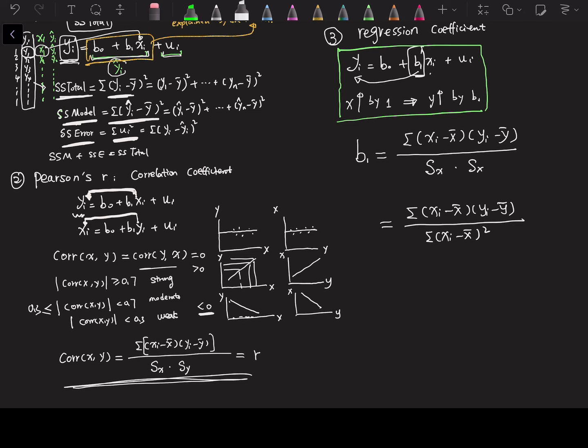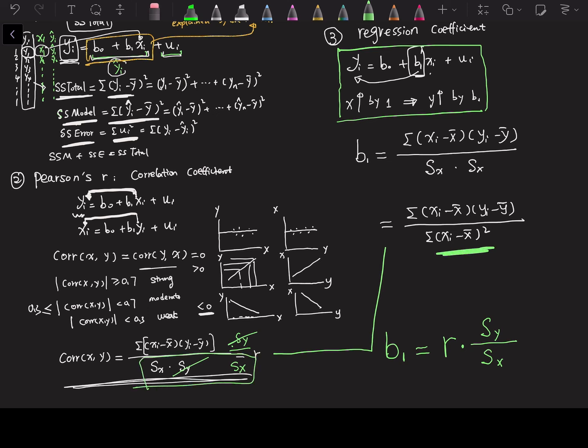Now you can tell the relationship between Pearson's R and B1. You can write it this way: B1, the regression coefficient, equals Pearson's R, the correlation coefficient between x and y, times the standard deviation of y over the standard deviation of x. Then you can cancel out the standard deviation of y, and the denominator turns out to be the variance of x, same as here. Okay, so that's the relationship between the regression coefficient B1 and Pearson's R.